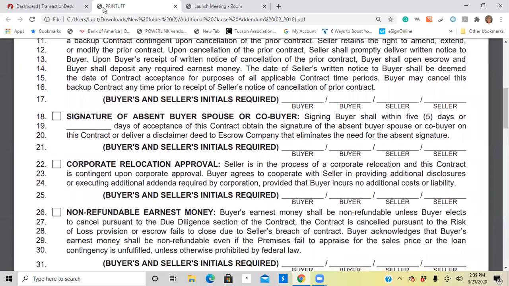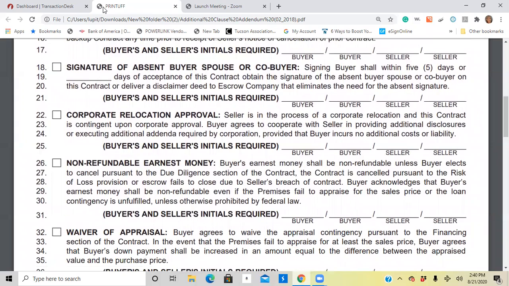Signature of absent buyer, spouse, or co-buyer. Signing buyer shall, within 5 days, or you can write in a different number, of acceptance of this contract, obtain the signature of the absent buyer, spouse, or co-buyer on this contract, or deliver a disclaimer deed to escrow company that eliminates the need of the absent signature.